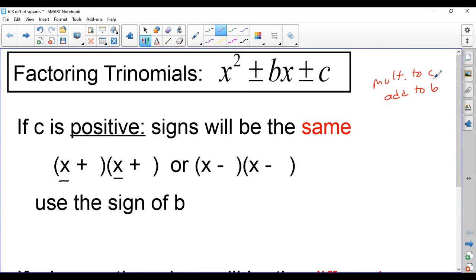So if we're going to multiply to a positive c, the signs always have to be the same. We always had positive times positive or negative times negative. And what ended up happening was that the signs were whatever the sign of b was. So if I was going to add up to a positive b, I did a plus plus a plus. If I was going to add to a negative b, I would have a minus and a minus.